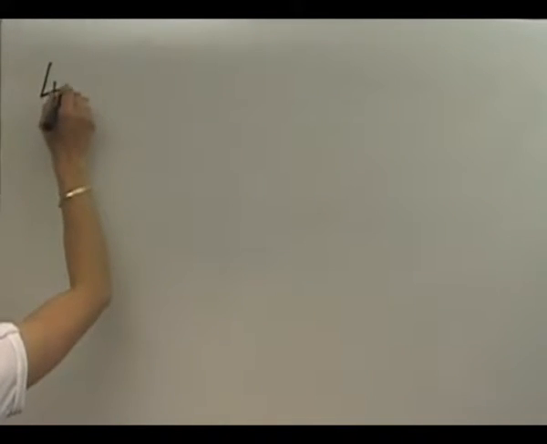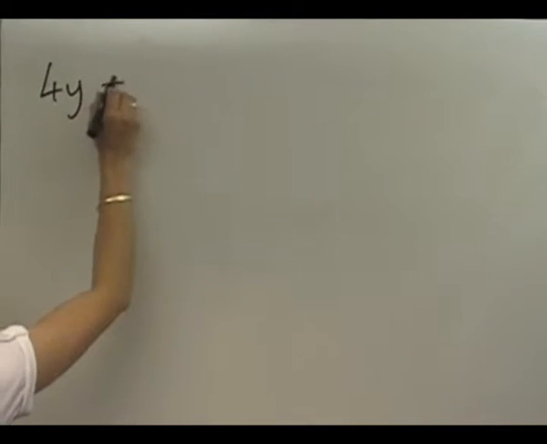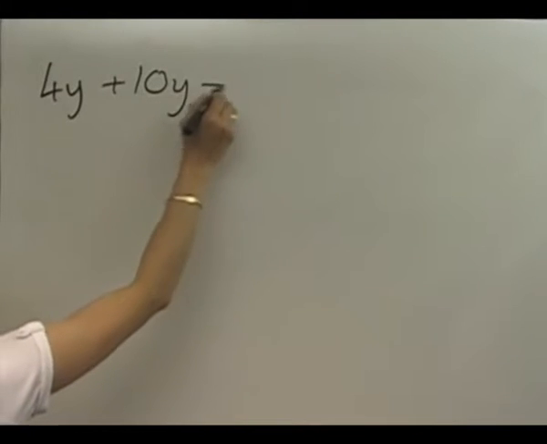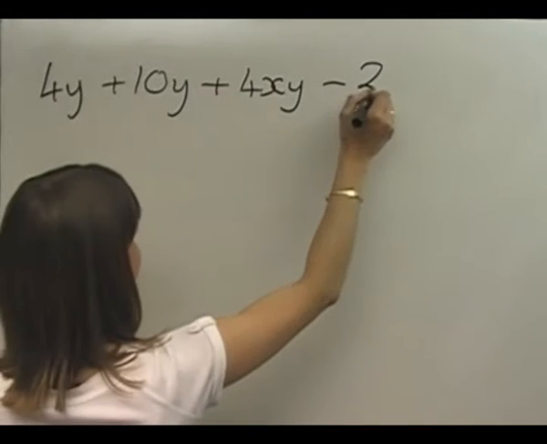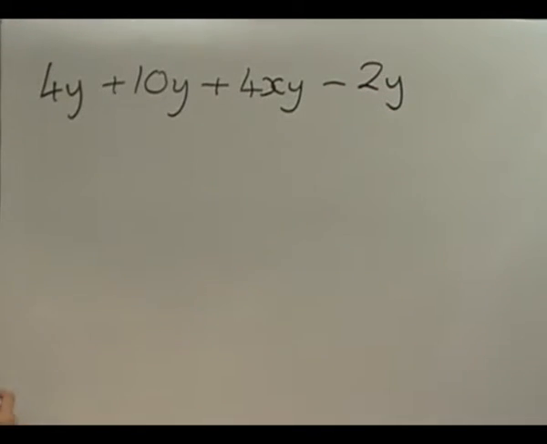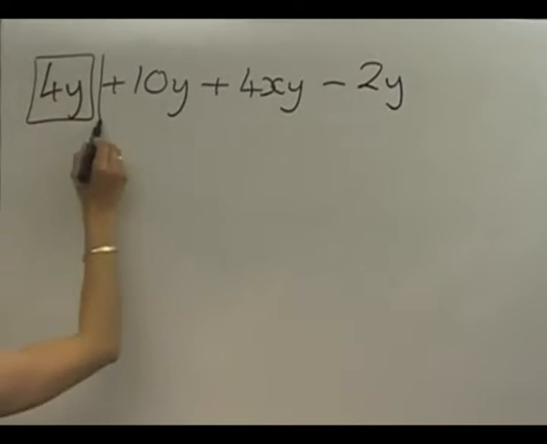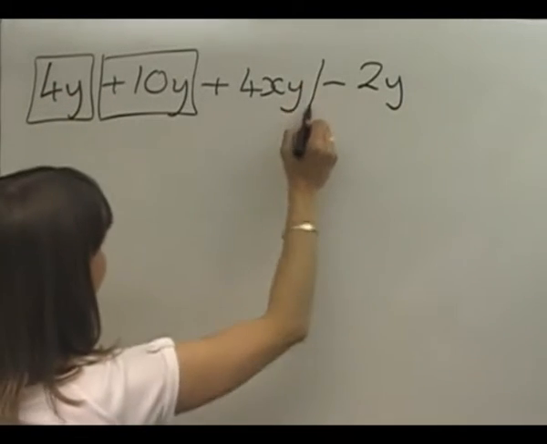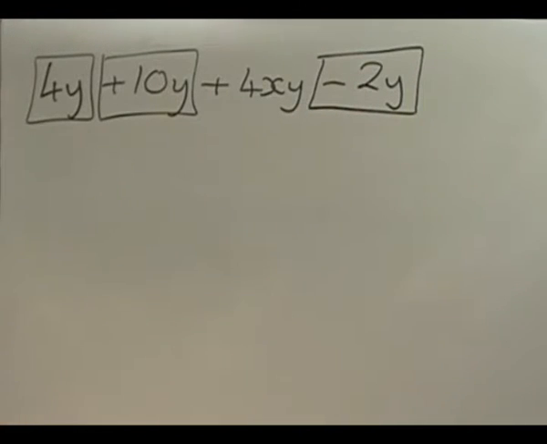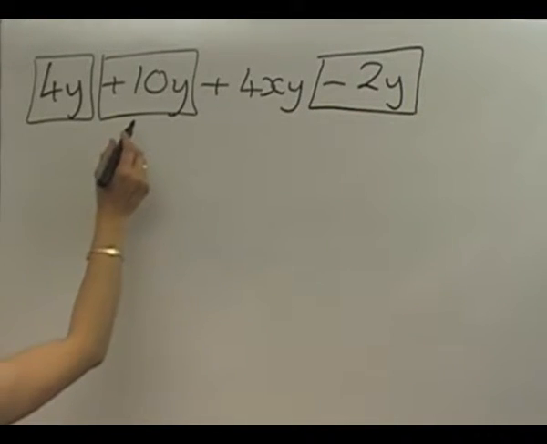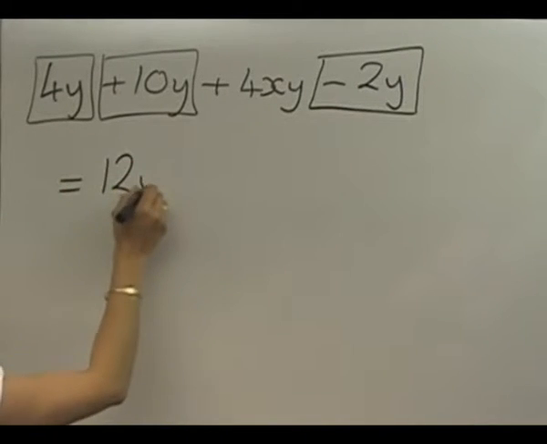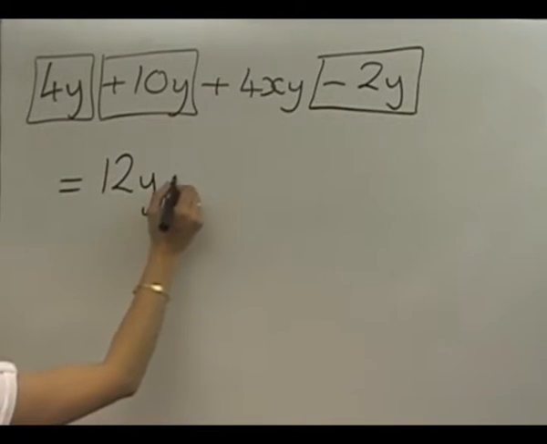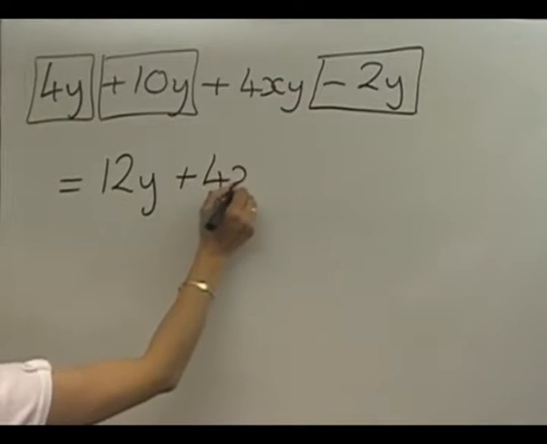4y, add 10y, add 4xy, take away 2y. So we pick out the things that have got the same. So there are three terms with y's in: 4y plus 10y and take away 2y. And we simplify those. 4y add 10y is 14y. Take away 2y is 12y. So the y is simplified to 12y, and there's only one other term, so we just stick that on the end. Add 4xy.